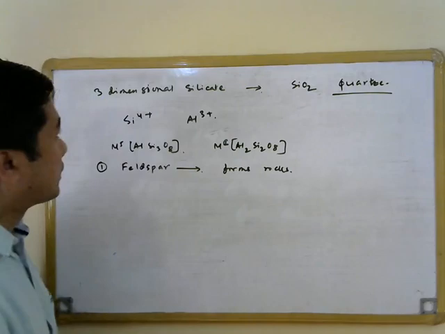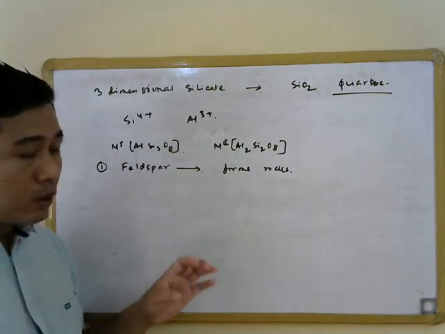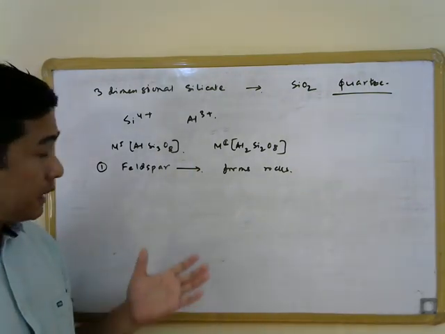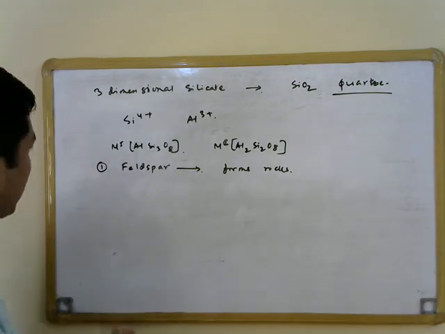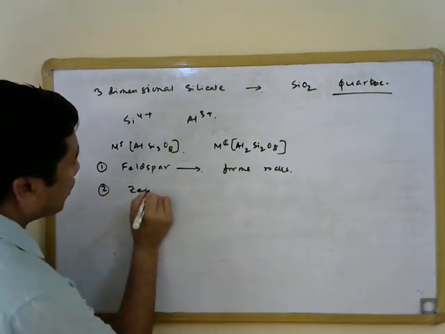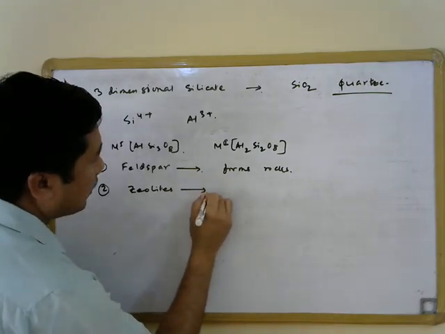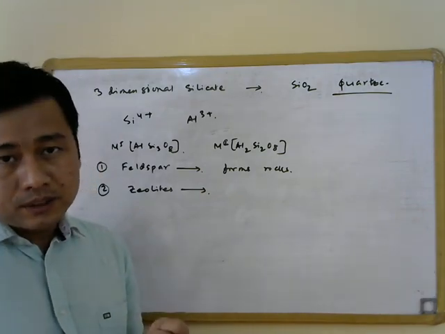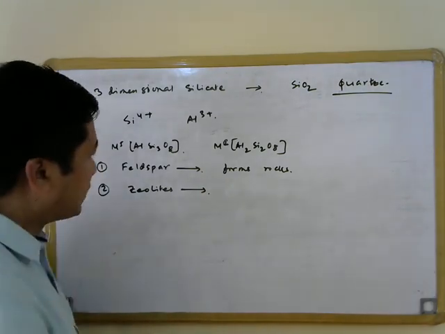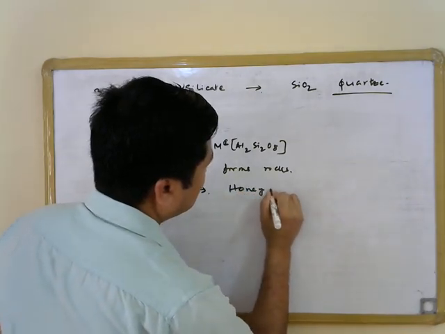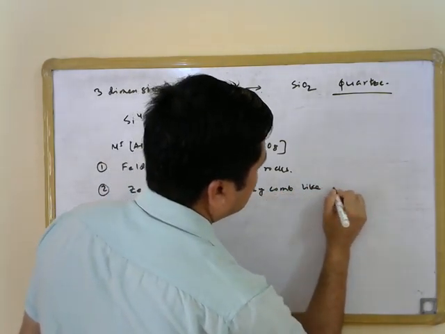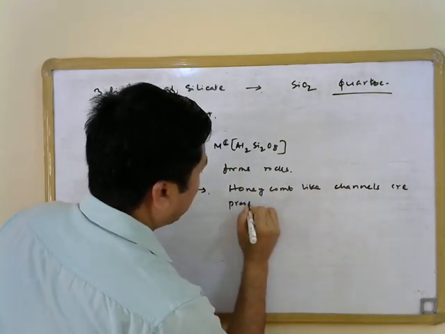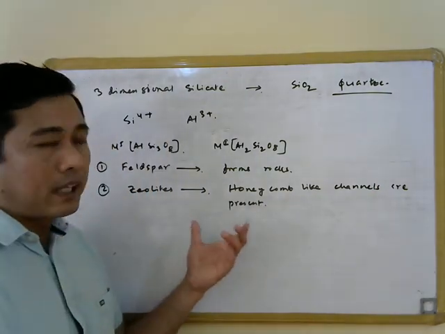So these are very dense silicate minerals, and there are no hollow spaces, or no pores are present in these feldspar minerals. Then we have another one which is called zeolites. Now in case of zeolites, these are less dense as compared to feldspar, and honeycomb-like channels are present in zeolites. And in these channels, the cations are going to be present.